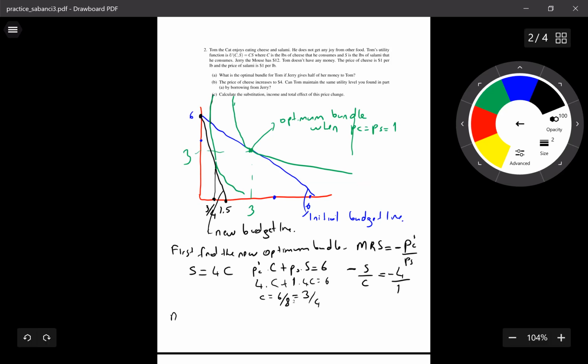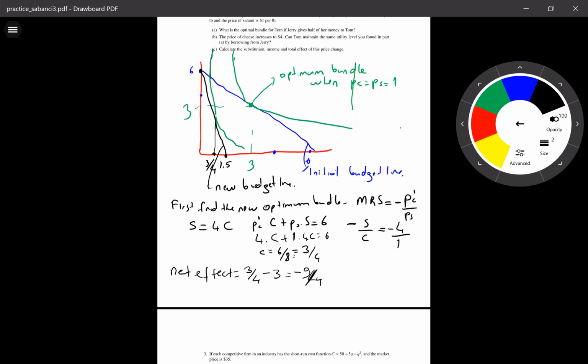And the net effect is the final amount, which is 3 over 4, minus the initial amount, which is 3. It will give us minus 9 over 4. This is the net effect.